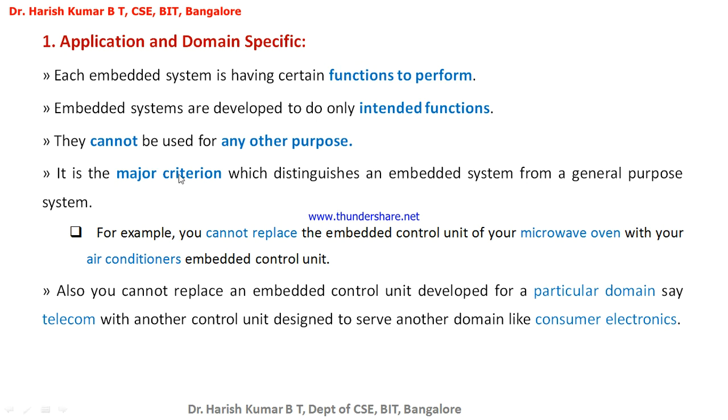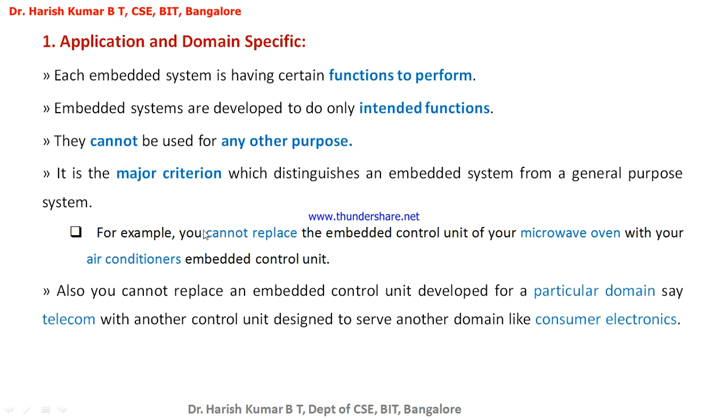This is one criterion. What criterion? This dedicated function is the major criterion that distinguishes the embedded system from general purpose systems or general computing systems. Because a general purpose system is capable of performing a variety of functions, whereas the embedded system can perform only an intended or dedicated function, and this is the major characteristic that distinguishes the embedded system from the general purpose system.